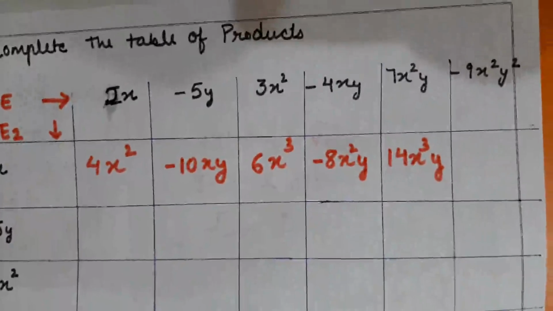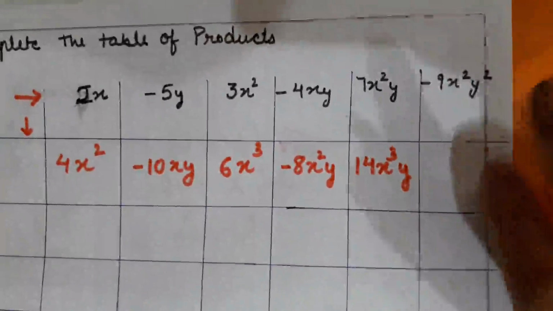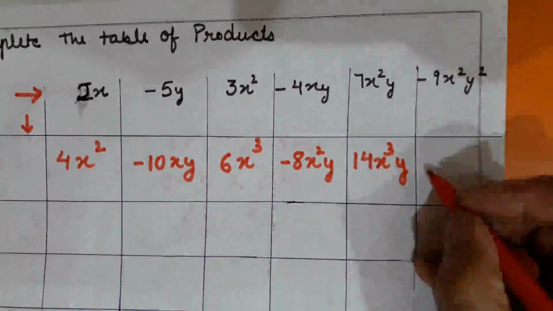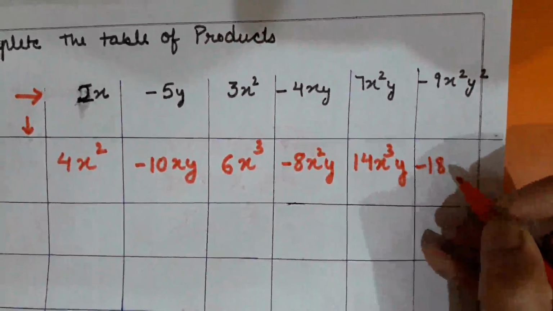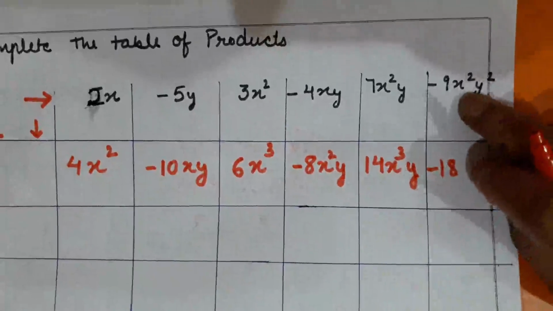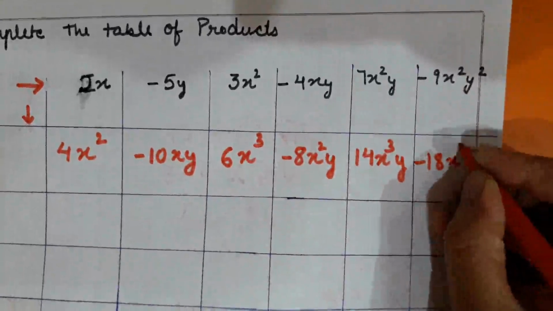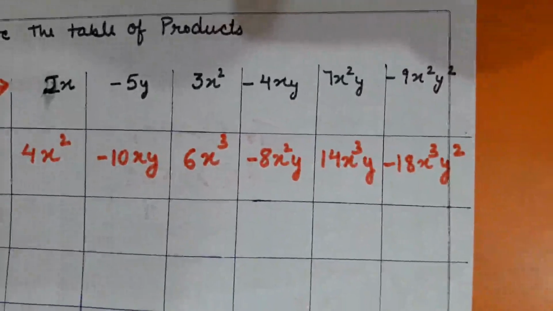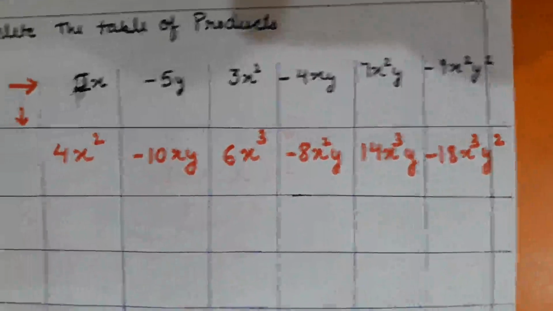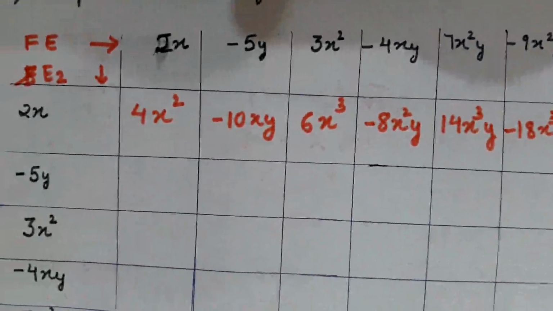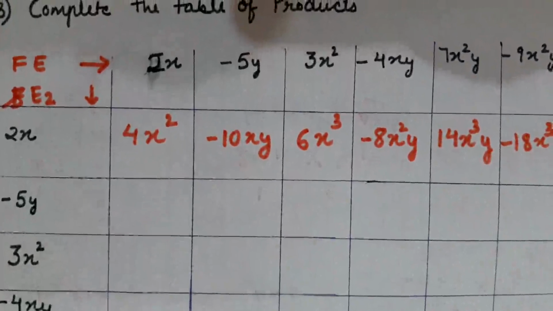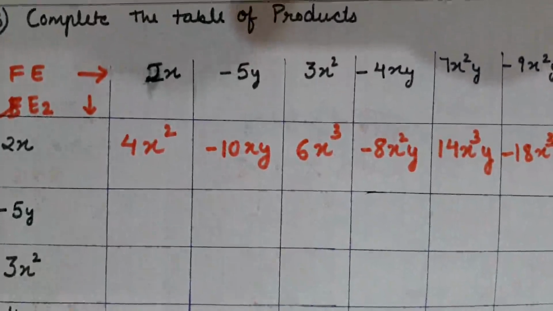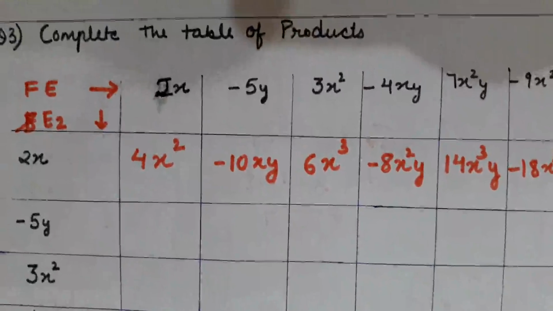Okay. Now 2 nines are 18, minus 18. Here is x and here is x cube, so it gives you x cube and y square. Okay, so in this way you have to complete the whole table. Again, one row I am doing, rest of the rows I am going to give you as homework. You have to do by yourself, and you have to make this table in your notebook as well.